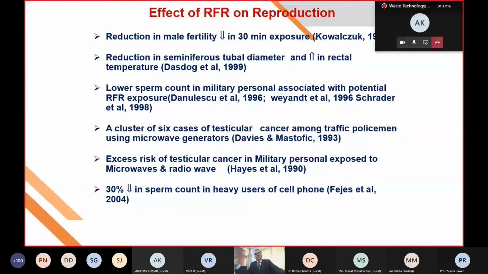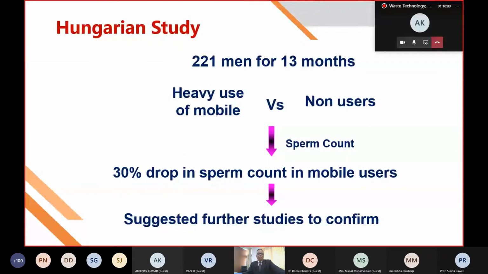A cluster of 6 cases of testicular cancer. This is also one work where it is shown, among traffic policemen, an excess risk of testicular cancer. A 30% decrease in sperm count, not only because of morphology changes but because of DNA damage; even the count shows that something happens in the interstitial cells, or we can say the stem cells, where the sperm are generated. This is another work, done in Hungary, which showed a 30% drop in sperm count.